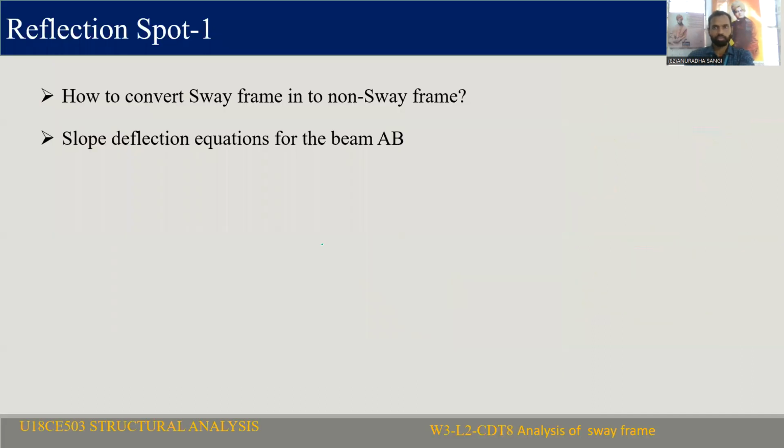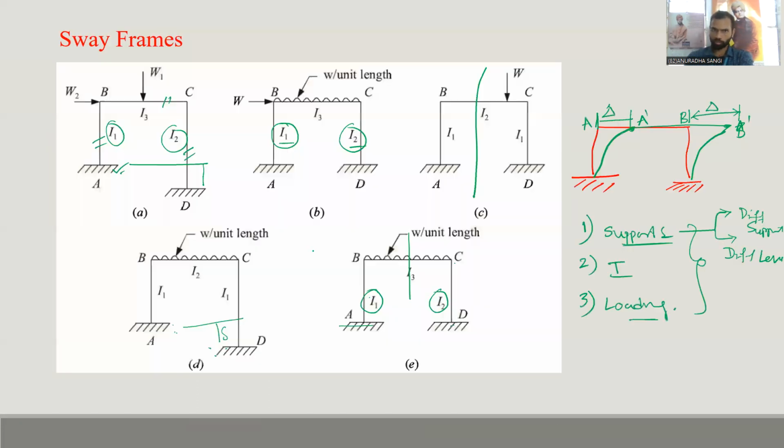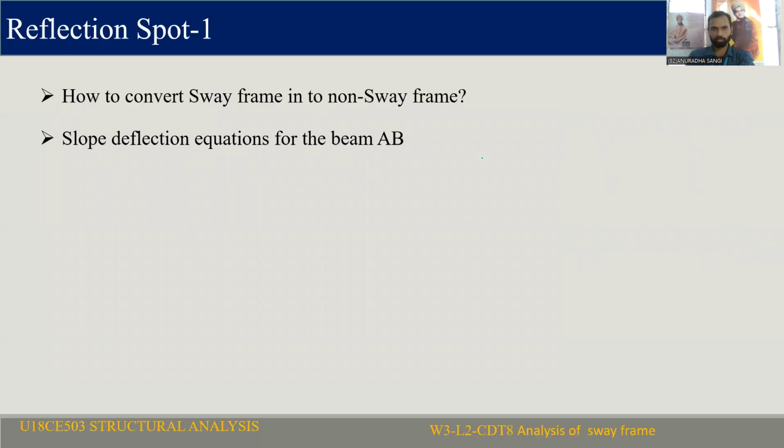Okay. So now the question is how to convert a sway frame into a non-sway frame. A sway frame can be converted into a non-sway frame by providing proper horizontal supports. If we provide a support like this, whatever load we are applying here will be carried to the support. So that means sway is not possible for this particular frame. Similarly, for all other frames also, we can provide proper supports to avoid the sway.